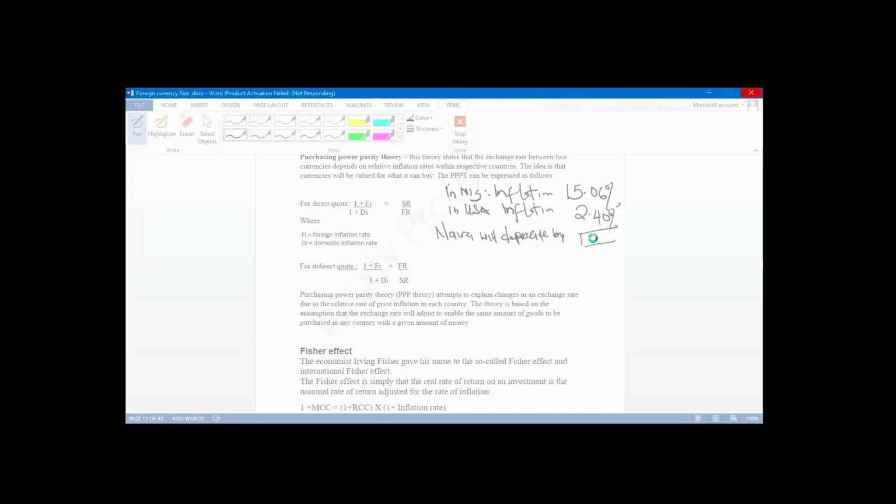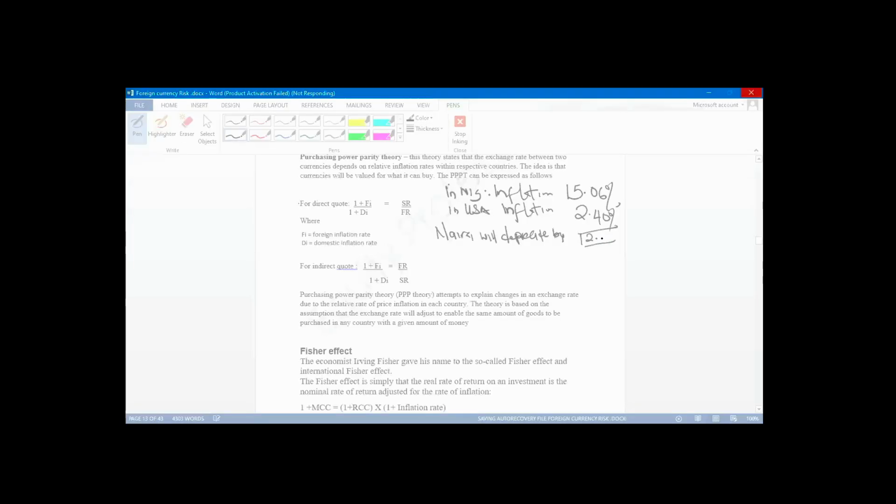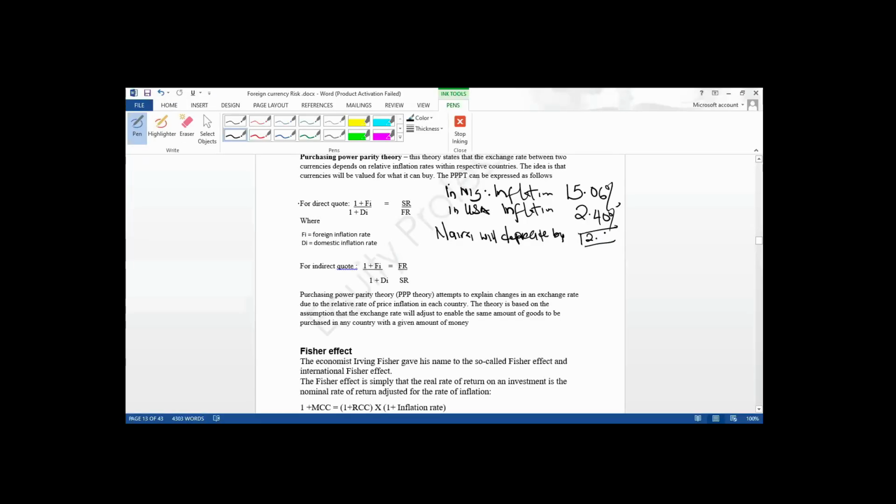This implies that Naira is expected to depreciate by 12.66% relative to dollar. Naira will depreciate by 12.66% relative to United States dollar.